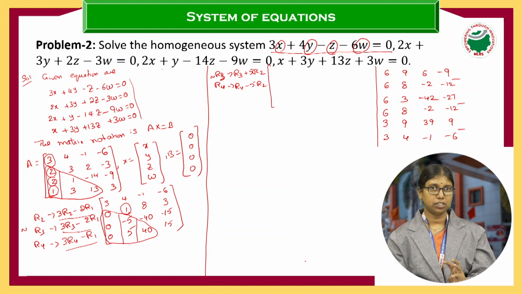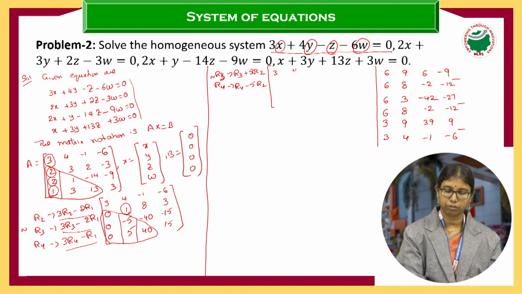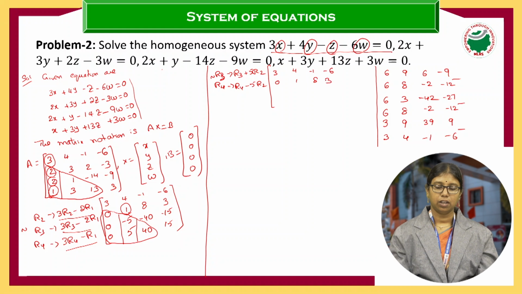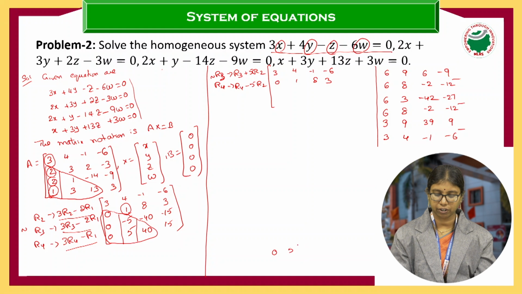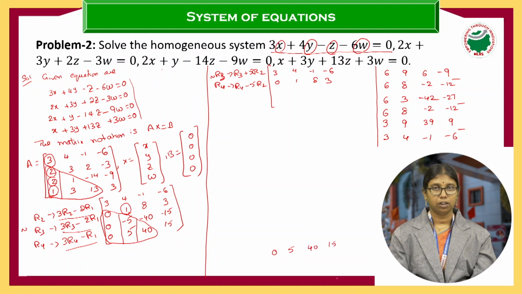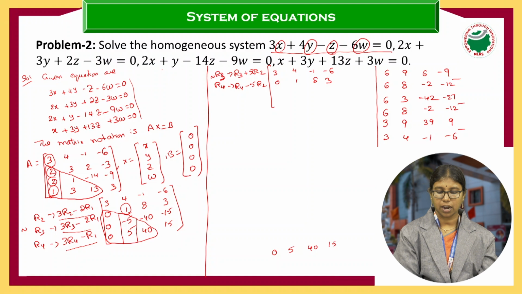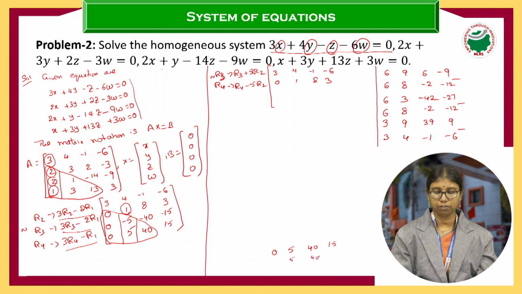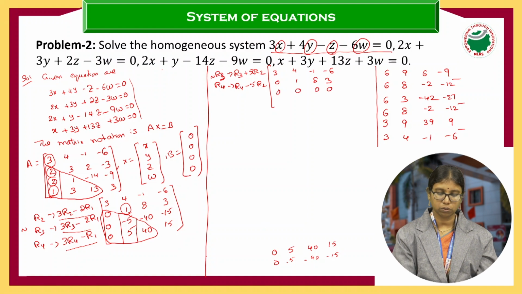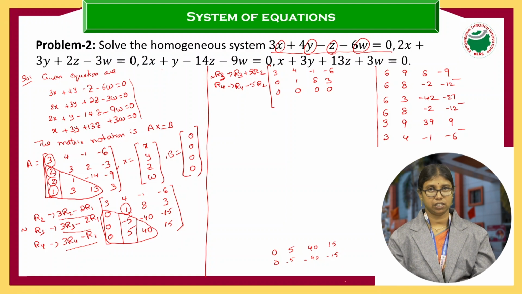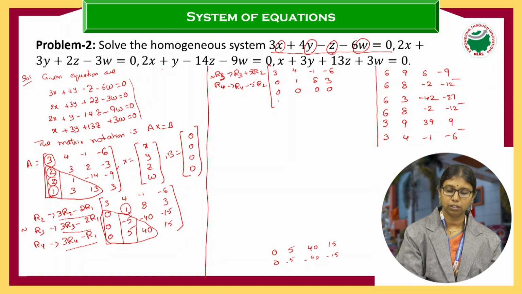Then you will get, we are not changing first two rows, that is 3, 4, minus 1, minus 6, 0, 1, 8, 3. Now, if you are multiplying the second row with 5, you will get 0, 5, 40, 15. Now, compare R3 and R4. In R3 also I have 5, 40, 15 with opposite signs. So by adding, you will get R3 as a 0 row. Next, in R4 also, I have 5, 40, 15, same values. So by subtracting, you will get R4 as a 0 row.